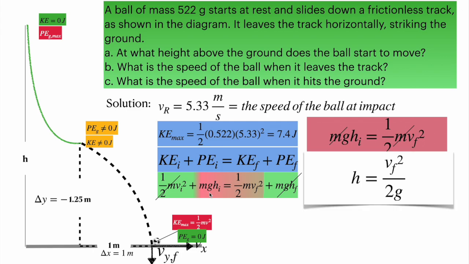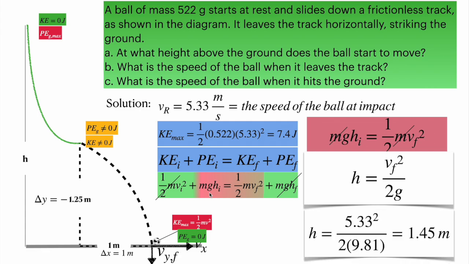Now to find the height, we can just rearrange the equation, and we get v final squared over 2g. Plugging in the values, you get 1.45 meters for the height. So now we have the height, which is part A, and we found B, and we found C as well.